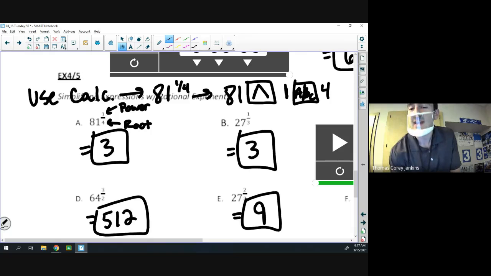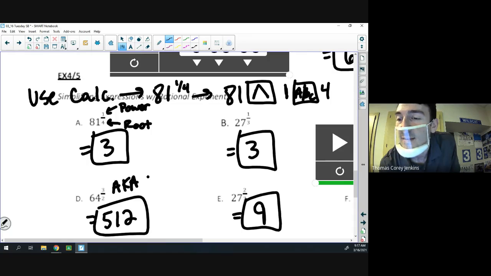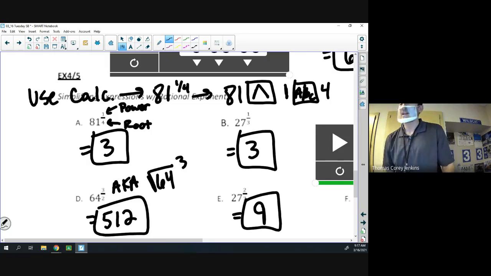If I'm looking at D, another way to say that, and you don't really need to write this down, is the square root of 64 cubed, or 8 cubed. If you type 8 cubed, you're going to get 512. That's what that means. Not that you need to know that, but I'm just throwing that out there. All you really have to know how to do is type those in. Everybody good on that one?